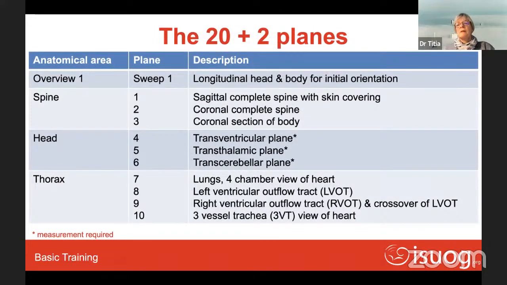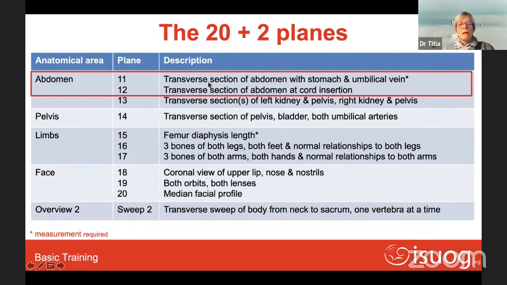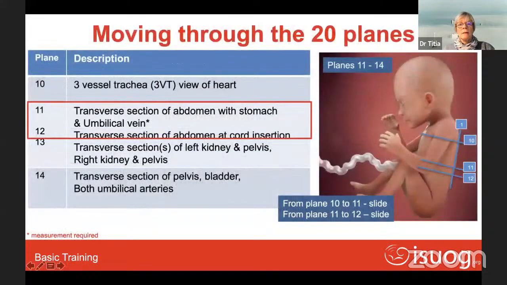Again, this slide must be very familiar to you, the 20 plus two planes. We have now discussed the overview and the head, we had the thorax, and we come now to the abdomen, particularly to planes 11 and 12. How do we get there? We didn't have the heart lecture yet, but if you have a cross section across the thorax, you will come high in the thorax at level 10, where you have the three vessel view of the heart. Planes 11 and 12 are really among the easiest planes to get, because you just have to slide down the spine to get from plane 10 to plane 11, and then slide down a bit more to get to plane 12.